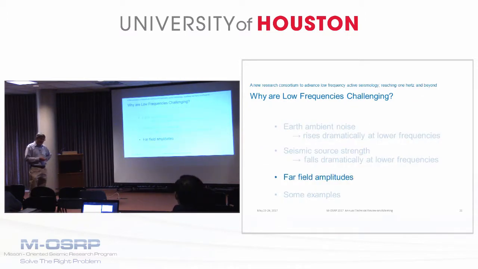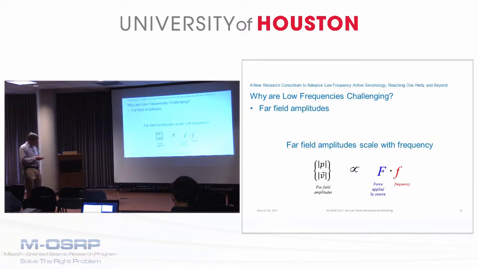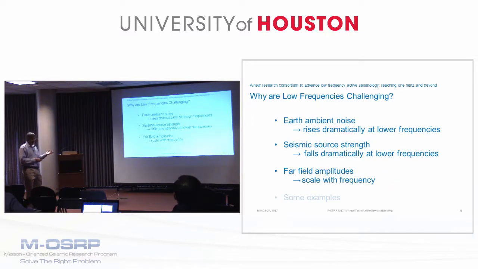And another issue that one has to deal with is the fact that far field amplitudes scale with the product of the force output of the source and the frequency. So if I want an amplitude in the far field to be the same at half the frequency, an octave down, I've got to double the force output of the source. So those 3 factors combined are working very strongly against us.